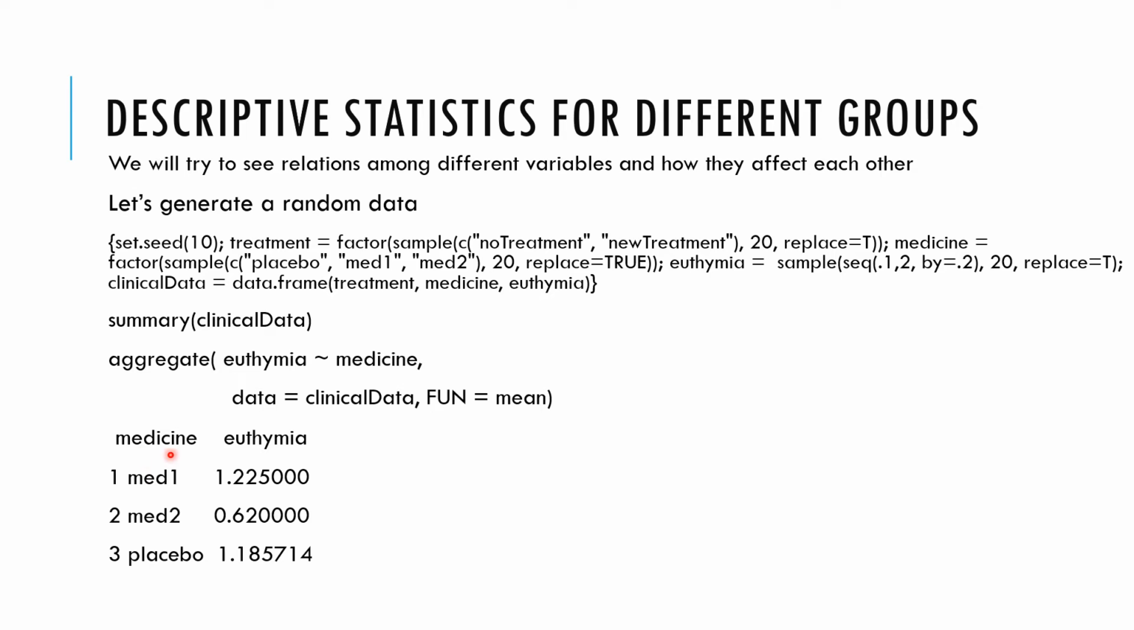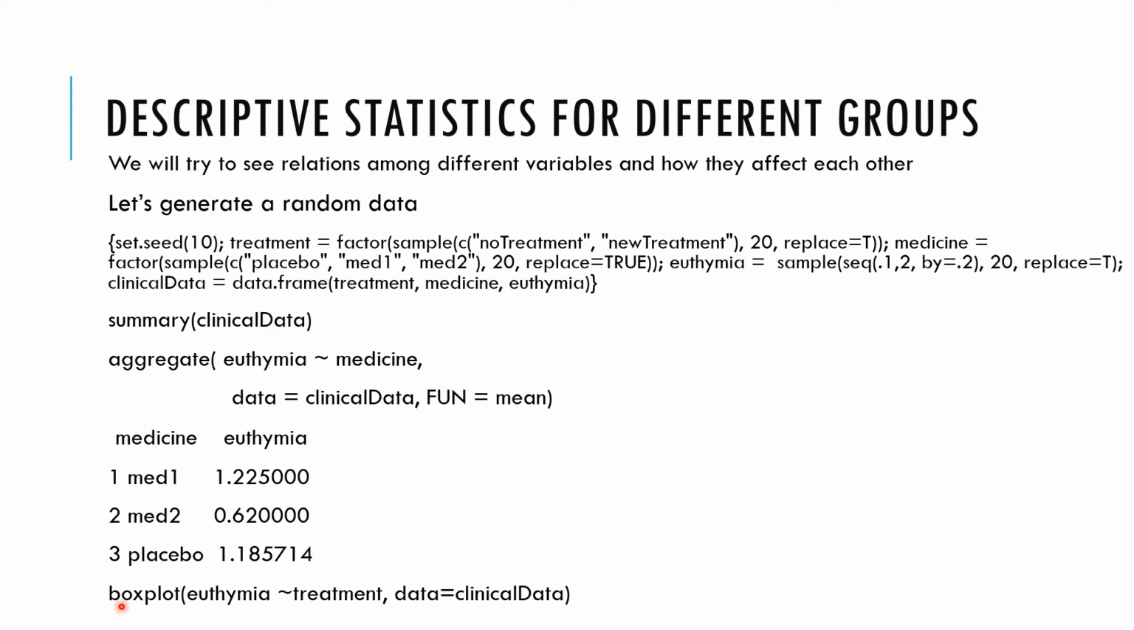So you see medicine, eudaimonia, and then medicine 1, medicine 2 and placebo, because these are the three options we have here. You can see medicine 1 has the maximum effect on the patient. It improves the mental state of a person, because the higher the value of eudaimonia, the better the mental state of a person. Medicine 2 has the least effect, and placebo is also doing pretty well. That means without medicine also the patient is doing pretty well, but medicine 1 definitely has the upper hand.